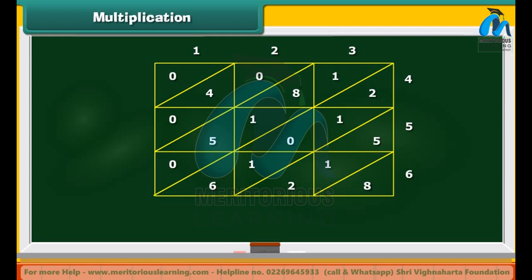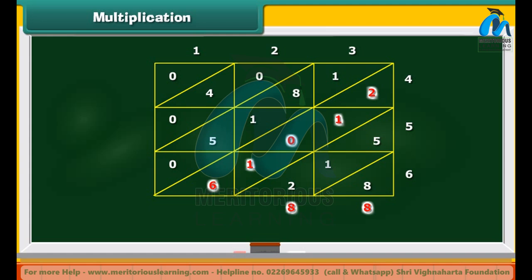The bottommost diagonal has only one element. Write 8 beneath the table under the last column. The diagonal above it has 3 elements: 5, 1, and 2. Their sum is 8. Write 8 where the diagonal ends.